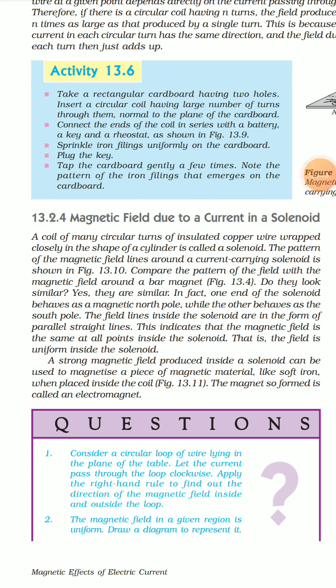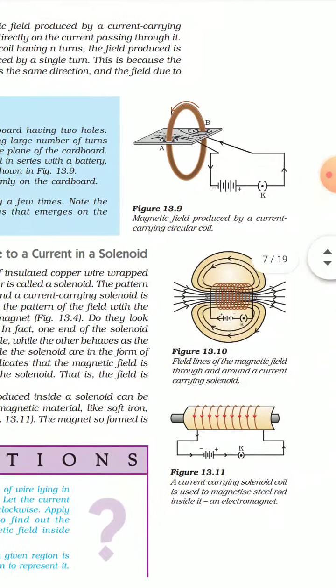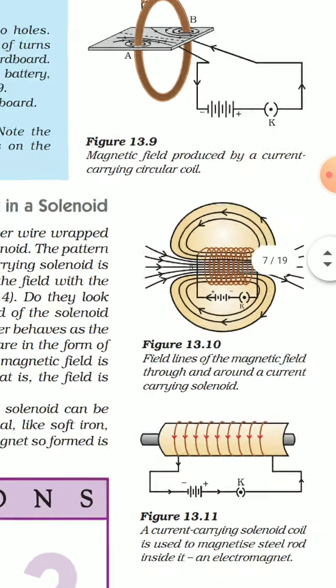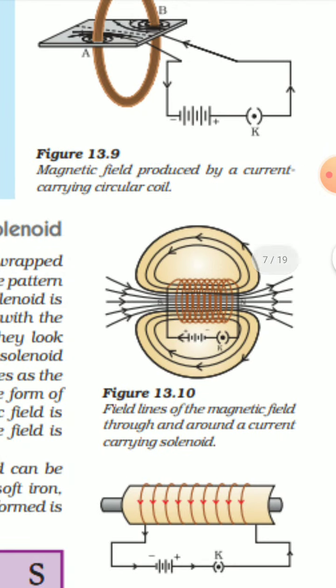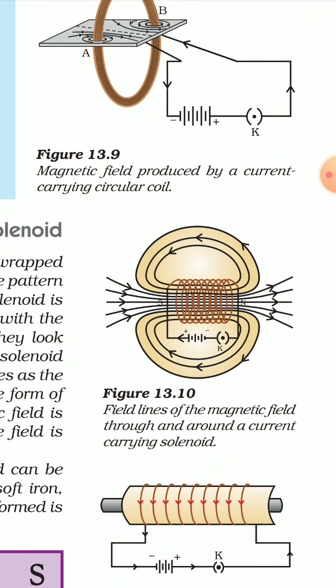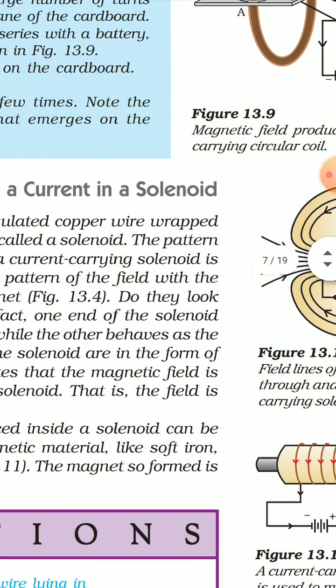Now, as we have learned about the pattern, we have to study one more thing: the strength of the magnetic field around the solenoid. We can understand that one end of the solenoid behaves as a magnetic north pole, while the other behaves as a magnetic south pole. You can see in the figure that one end of the solenoid is behaving like a magnetic north, while the other end behaves like a magnetic south.